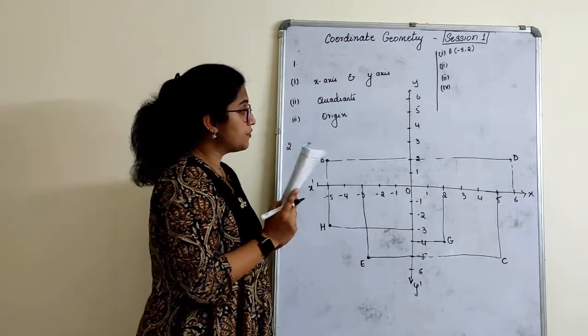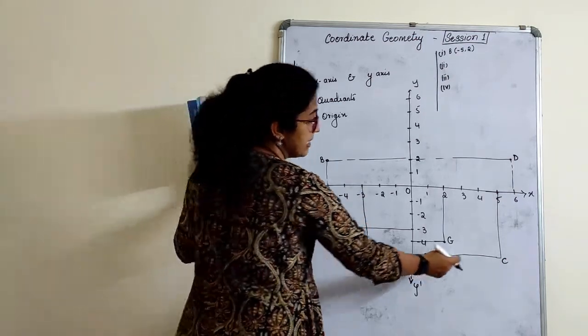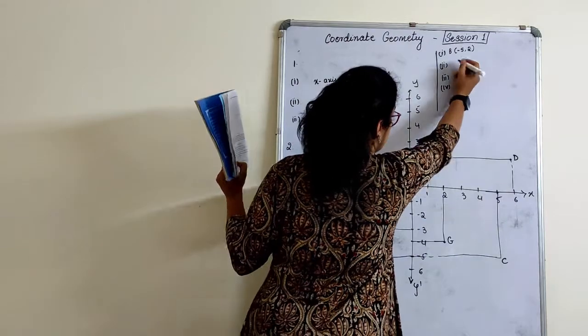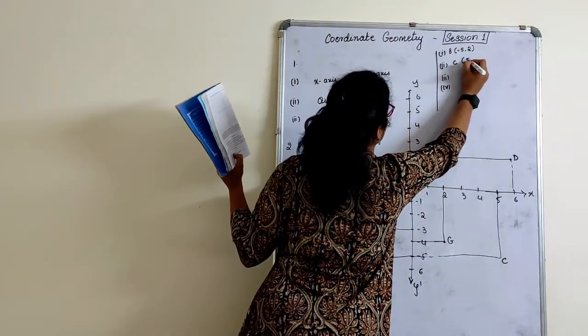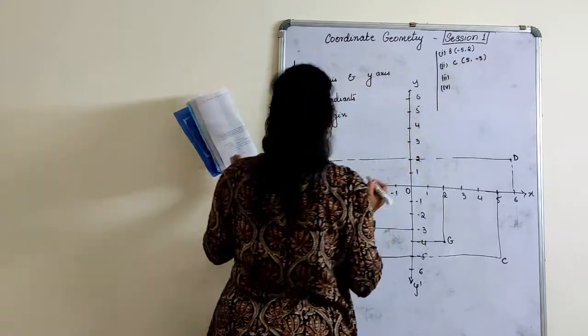The coordinates of C, where is C? C is here. First read x-axis. X-axis is 5, y-axis is minus 5. So 5 comma minus 5.